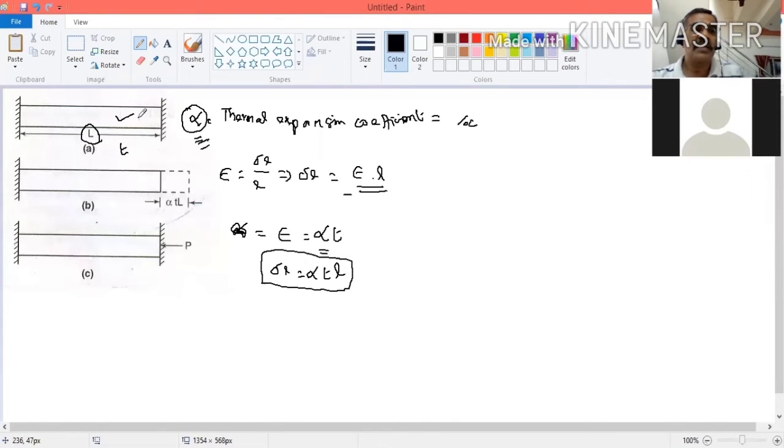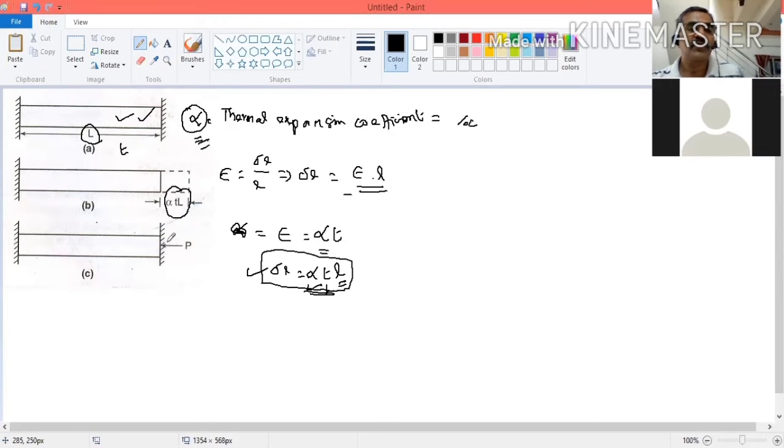So this is a material. The thermal expansion coefficient of this material is alpha, the temperature rise is T, and the length is L. Then the change in length delta L is equal to alpha into T into L. If this material is allowed to expand freely, it must have expanded by this amount. But this is not allowed to expand. It is completely restricted.